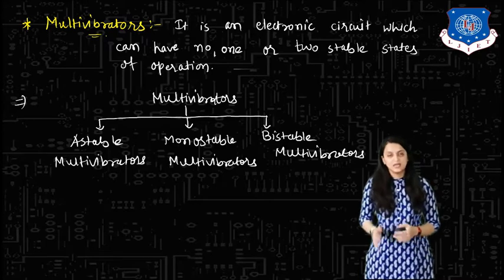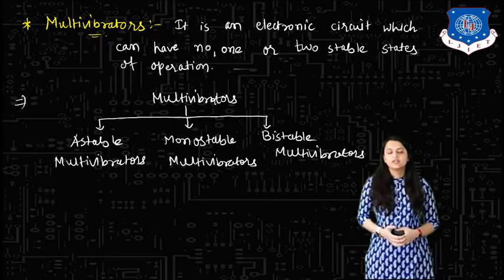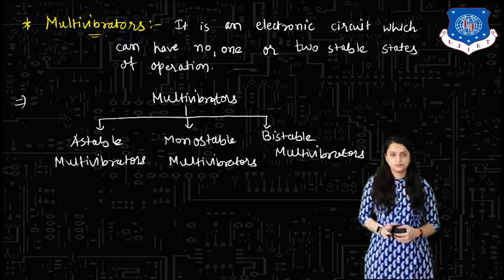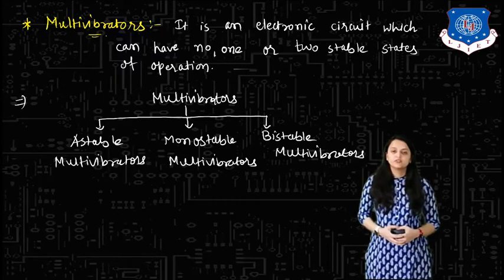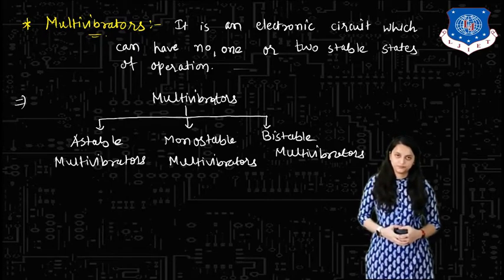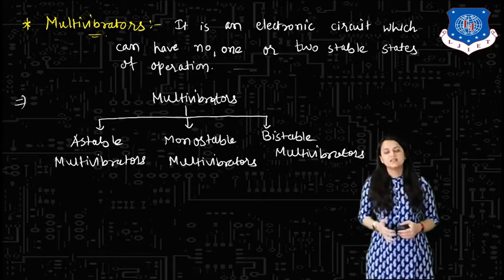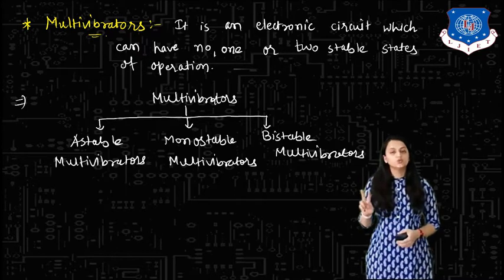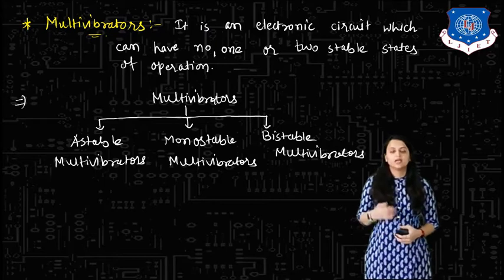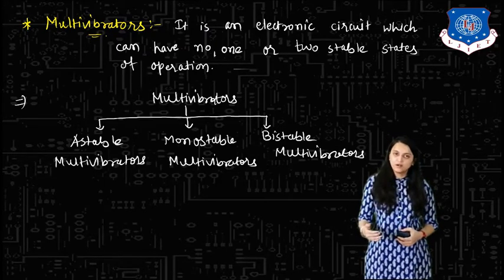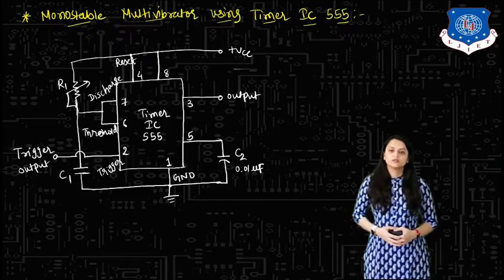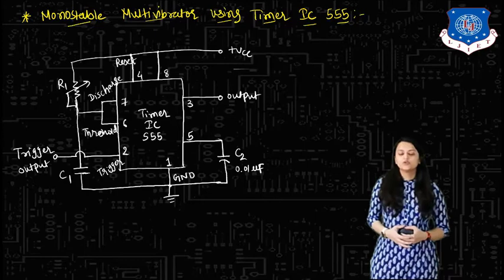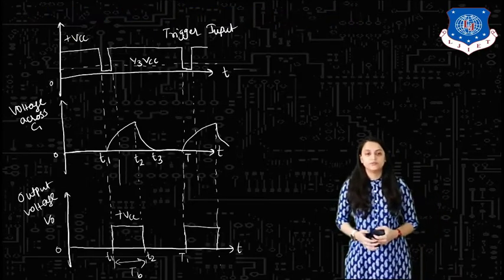The multivibrators are classified into 3 types using the stable states of operation. First one is astable multivibrators, which will not have a single stable state of operation. Second is monostable multivibrators, which will have one stable state of operation. And the third one is bistable multivibrators, which will have two stable states of operation. Based on that, the classifications are astable, monostable, and bistable multivibrators. Let us see the first one, monostable multivibrator using timer IC 555.